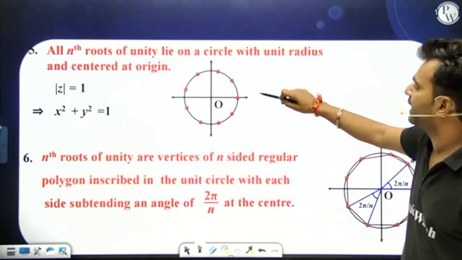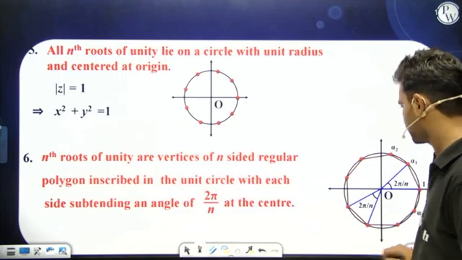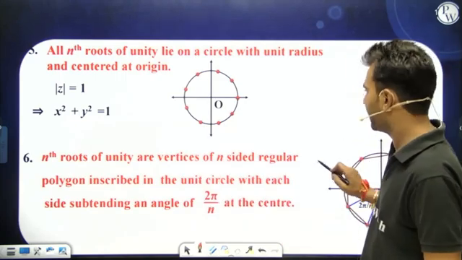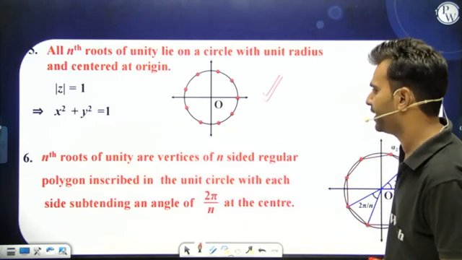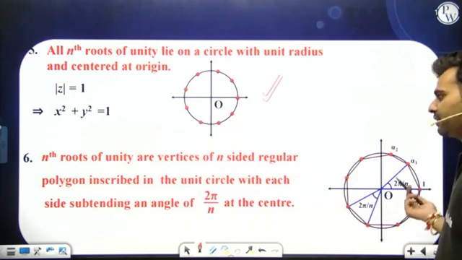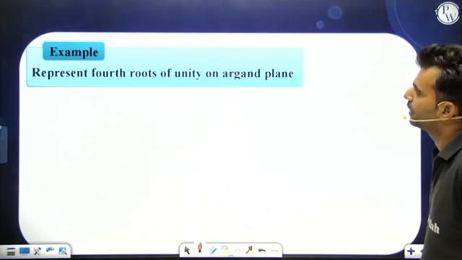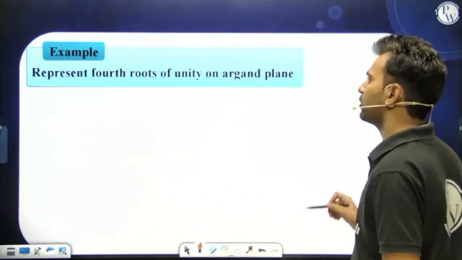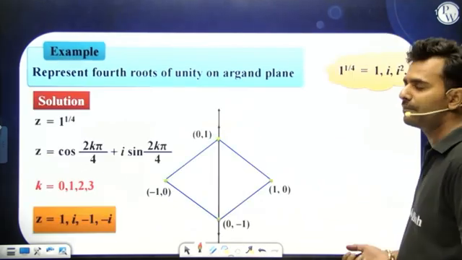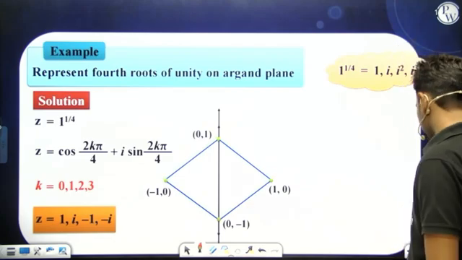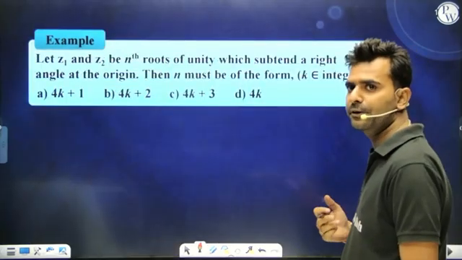All nth roots of unity lie on a circle with unit radius. That means having radius 1 and centered at 0, 0. Right? Okay. And this is the polygon. I hope you can easily have this. Represent 4th roots of unity on argand plane. So iota, 1, minus 1 and minus iota, 4 roots will be there. Basically not an issue because the circle will be divided into 4 equal parts.